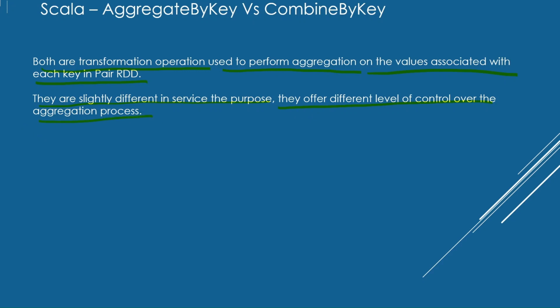So one of the main differences between aggregateByKey and combineByKey is that they provide different kinds of control over the aggregation process, which is generally applied on all the values associated with each key in the pair RDD. So let's discuss individually what aggregateByKey is and what combineByKey is, and again we will discuss some of the differences.